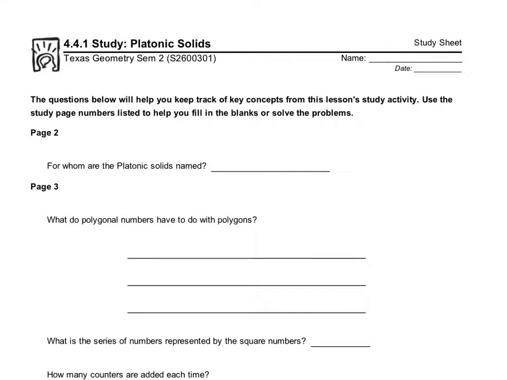So the Platonic solids were named for a guy named Plato. And Platonic solids are just really big, fancy polyhedrons, and they have a lot of stuff in there. And they're made up of a lot of different shapes. They're not normal looking. So you're going to see some examples of them in a little bit, but you need to know they were named for Plato.